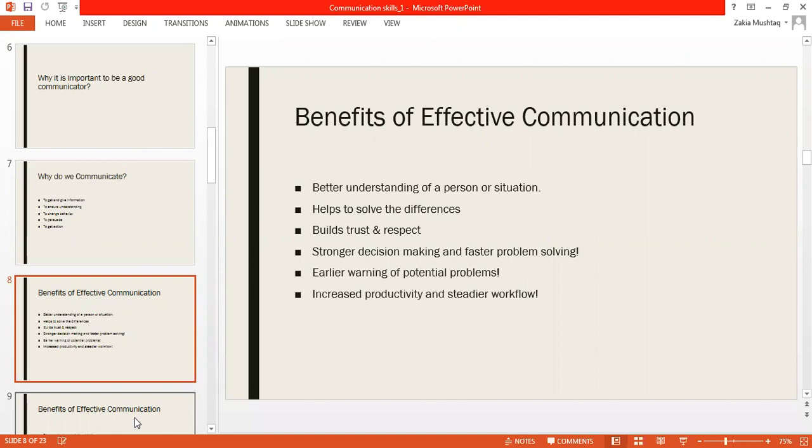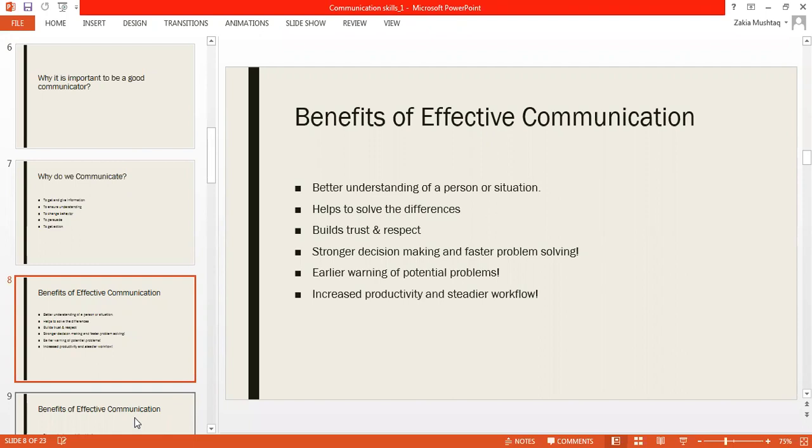So it helps to solve the differences. Definitely, if you communicate, if you're well versed, you can come up with the problems, the difference of opinion, the difference of ideas, and you can sort them out. Effective communicators have trust and respect mutually for each other. It helps people to come up with stronger decisions. It helps in problem solving. And once the problem is solved, there is increased productivity, and the workflow will be smoother.